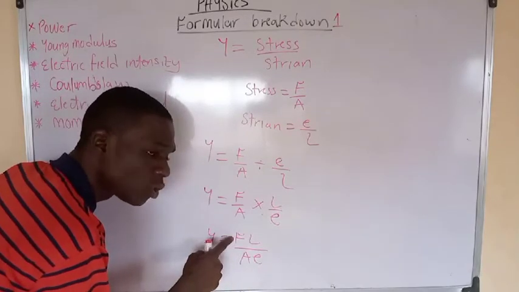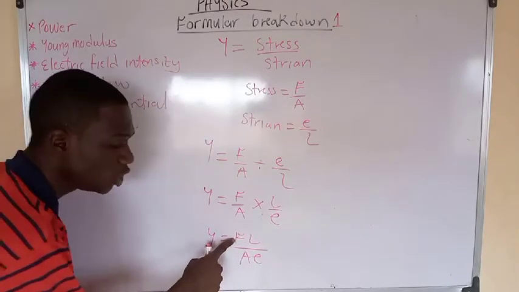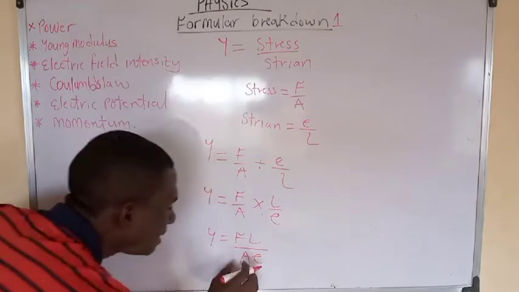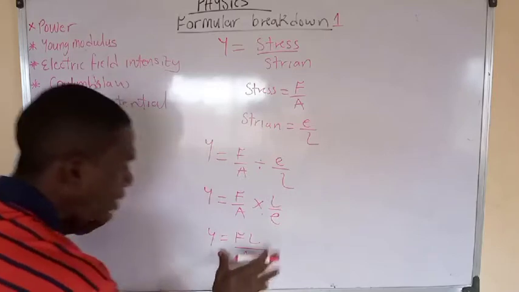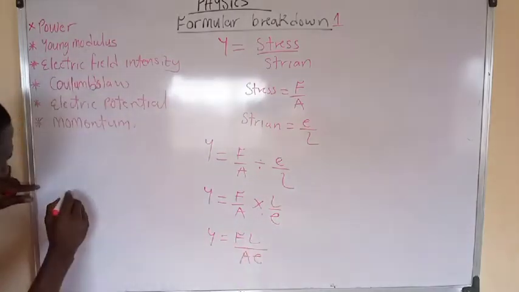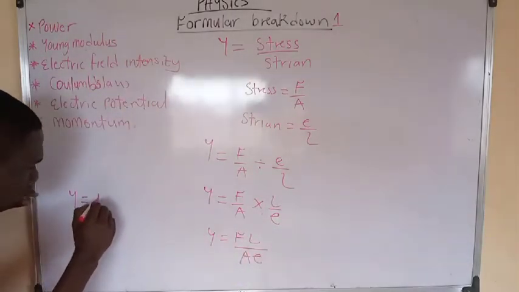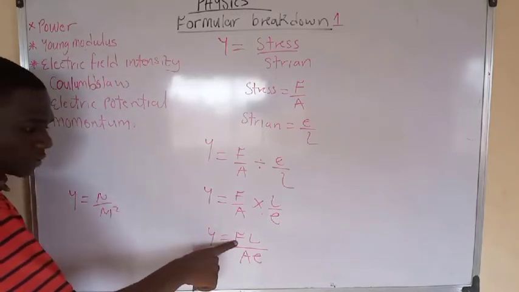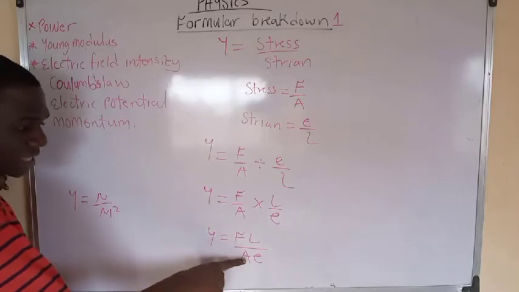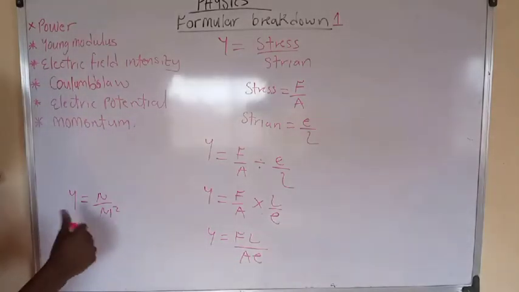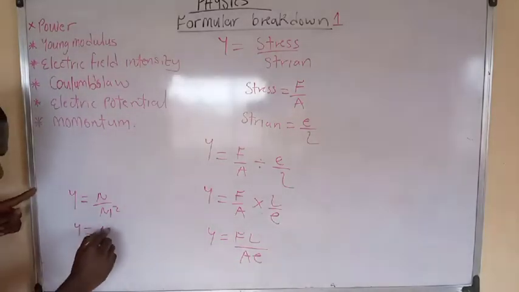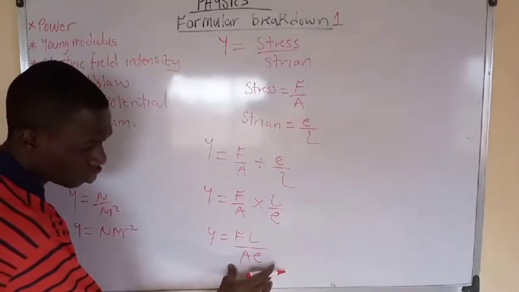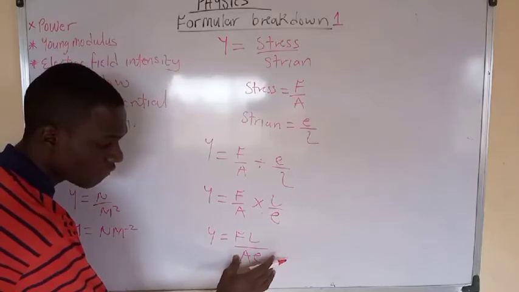So now, since L over E does not have a unit of measurement, because meter and meter will cancel, alright? What is the unit of measuring force? Force measured in what? Newtons, alright? And what's the unit of measuring area? That means my derived unit based on this formula, my Y will be equal to what? Newton over what? Meter squared. Because force is measured in what? Newtons. And area is measured in what? Meter squared. Therefore, my Y will be equal to what? Newton per meter squared. Based on this formula. Right? Based on this formula.